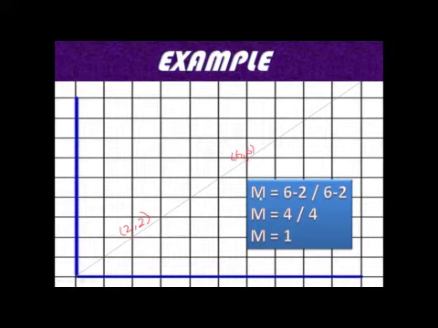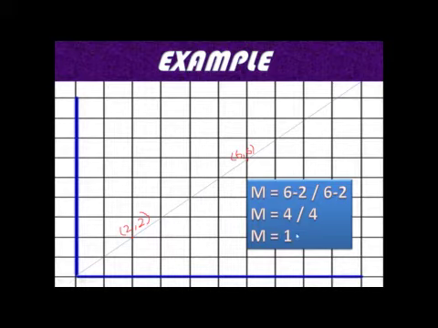All right, so y2 minus y1. The y2 is 6, and the y1 is 2. So 6 minus 2 is 4. First you solve the brackets and then you go on to division. x2 minus x1 would be 6 minus 2 here, right? So again 4. So 4 divided by 4 is 1. And your m, or the gradient, would be equal to 1.